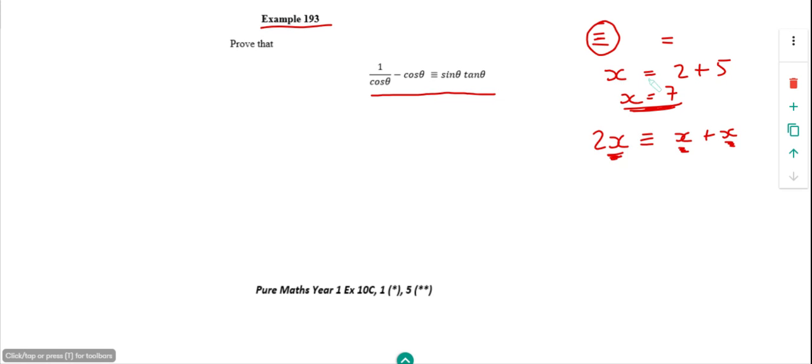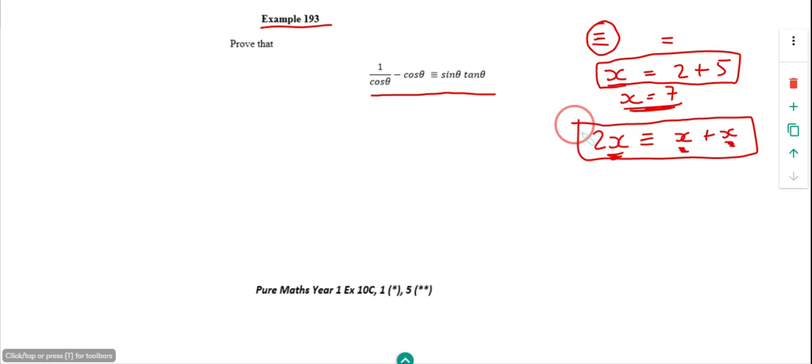So just to summarize, this is only true for specific values of x, whereas this goes a step further and says that this would be true for all values of x. So that's an identity.